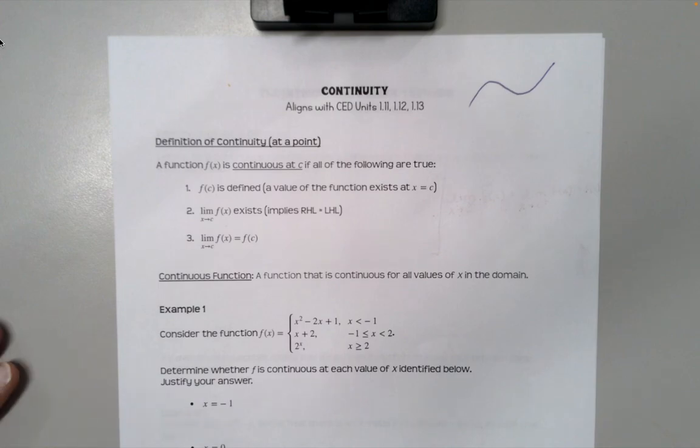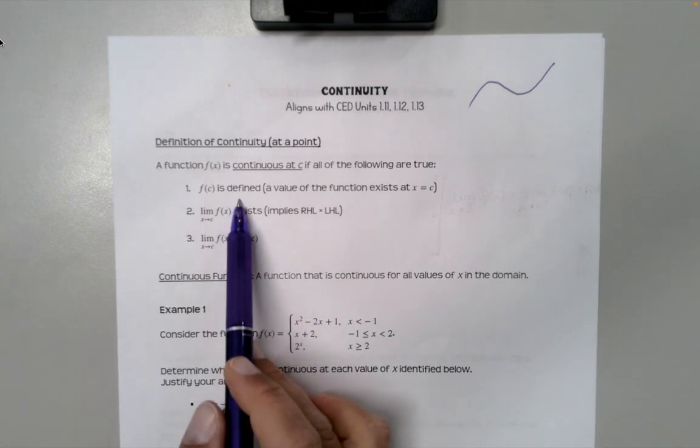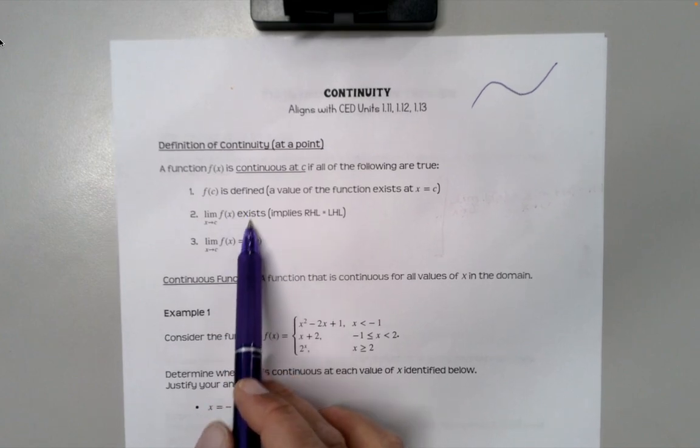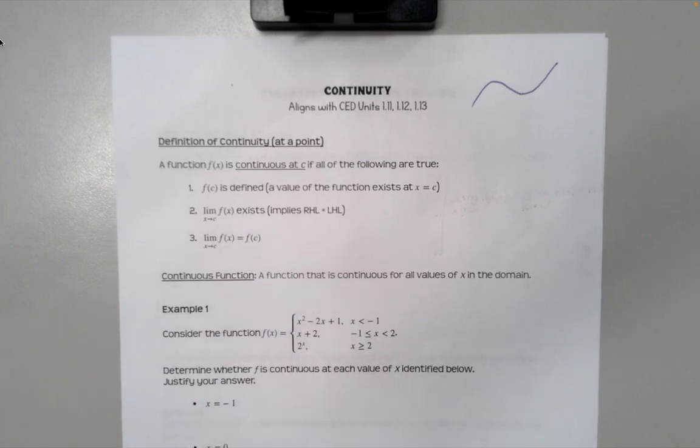But if the graph has a hole in it, or if it has an asymptote, the graph is going to break into two or more pieces, and that's when you are not continuous, okay? So mathematically, what does it mean to be continuous? And this is our function definition of continuity at a particular point. There are three pieces to this definition, okay?